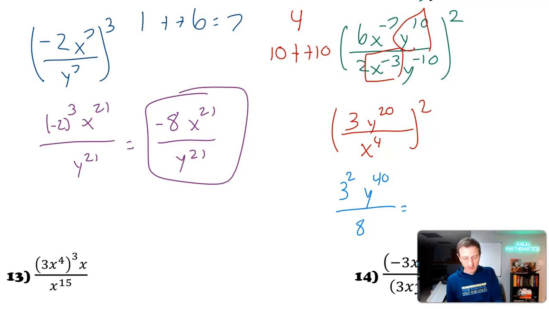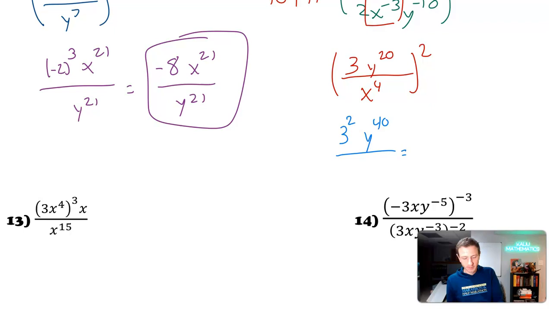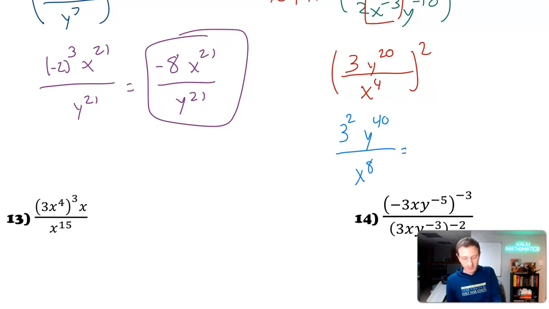Wait, what happened to my x? X to the 8th. Why did I not write that? Okay. So 3 squared is 9, y to the 40th over x to the 8th. And there it is.